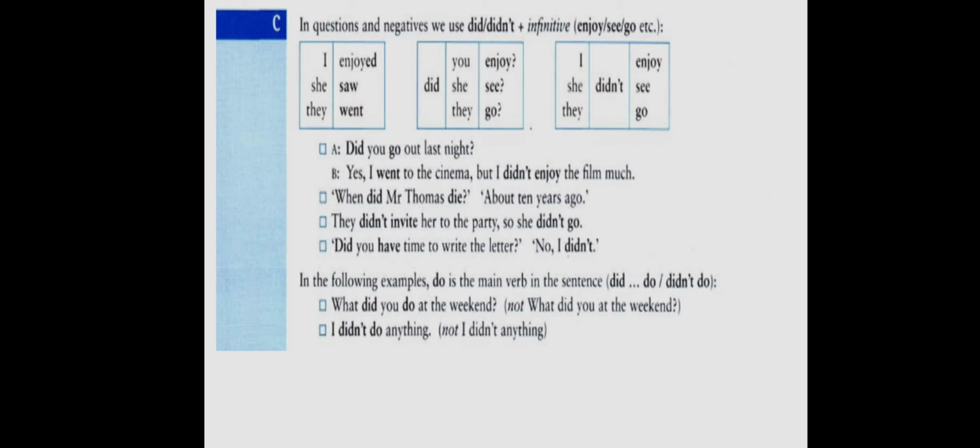When did Mr. Thomas die? Here is another question in the past. He died 10 years ago. About 10 years ago means in the past. That's why the question is asked in the past. Did Mr. Thomas die 10 years ago? And we use when in the beginning. It becomes when did Mr. Thomas die?